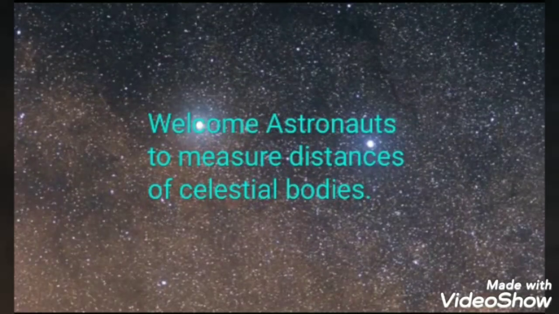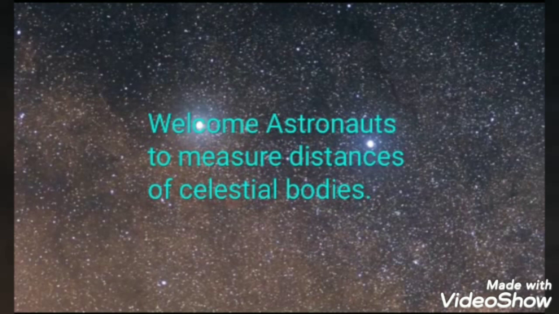Welcome, astronauts, to measuring the distances of celestial bodies. Celestial bodies means the physical objects present in space, like the sun, moon, stars, comets, etc. Normally, we measure distances using meters, centimeters, kilometers.